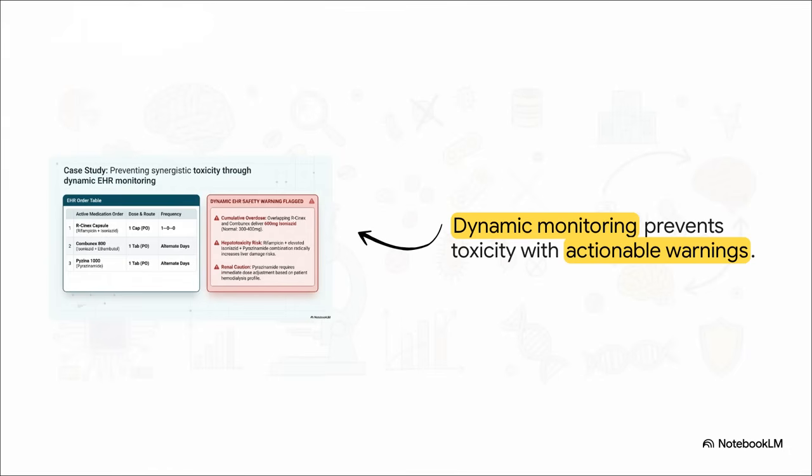The AI immediately flags a cumulative overdose, recognizing that the overlapping medications deliver 600 milligrams of isoniazid, which is well above the normal limit, radically increasing hepatotoxicity risks. On top of that, it flags a renal caution for pyrazinamide based on the patient's specific hemodialysis profile. This is what we mean by actionable, verifiable intelligence preventing harm before the drug is ever even administered.